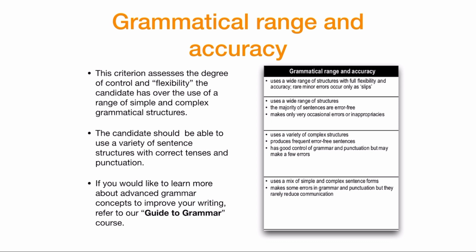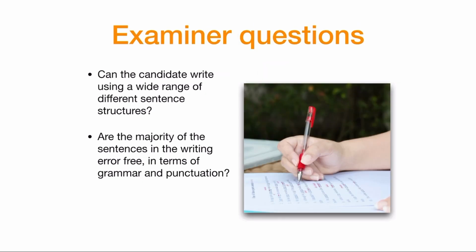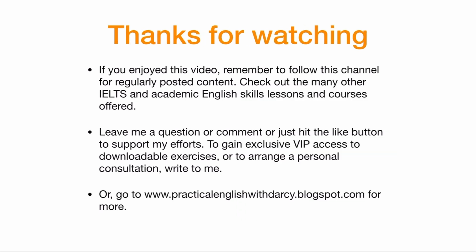Grammatical range and accuracy. This criterion assesses the degree of control and flexibility the candidate has over the use of a range of simple and complex grammatical structures. The candidate should be able to use a variety of sentence structures with correct tenses and punctuation. If you would like to learn more about advanced grammar concepts to improve your writing, refer to our Guide to Grammar course. Examiner questions. Can the candidate write using a wide range of different sentence structures? Are the majority of the sentences in the writing error-free, in terms of grammar and punctuation?